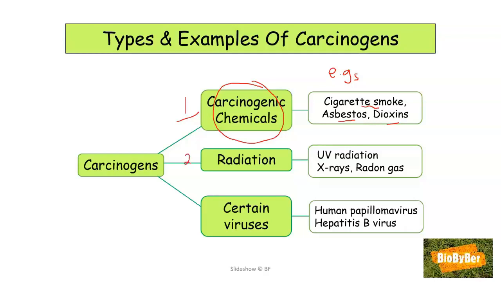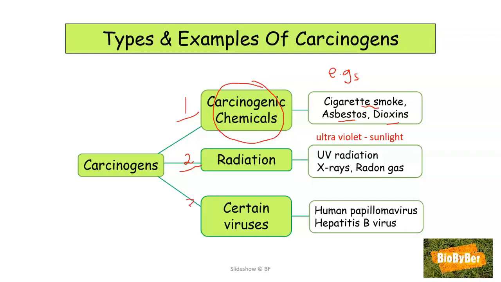Now, the second type of carcinogen is radiation. The radiation that can cause cancer would be ultraviolet light. As everyone knows, overexposure to ultraviolet light has the potential of causing skin cancer. X-rays can cause cancer, and so too can radon gas. This explains why, when you're having an X-ray taken in the hospital, the radiographer will take cover or take shelter either outside the room or behind a special protective screen, so that they cut down on the cancer risks for themselves.